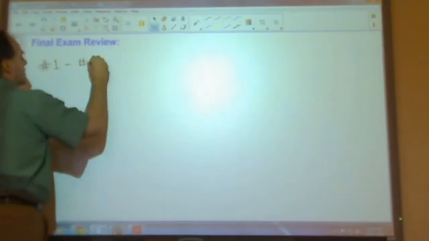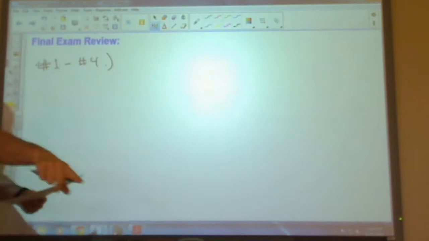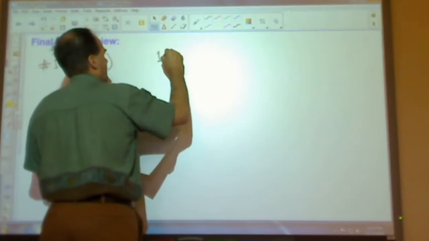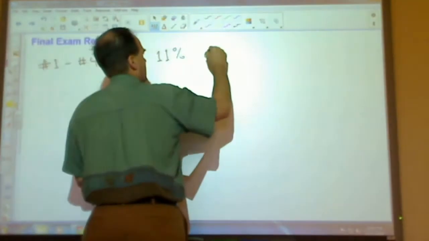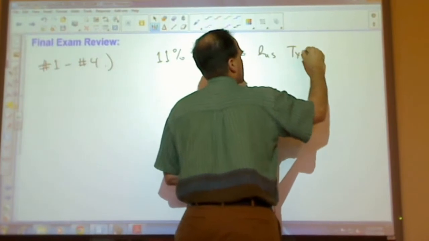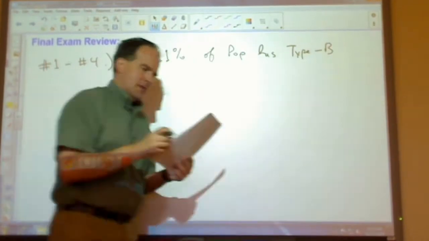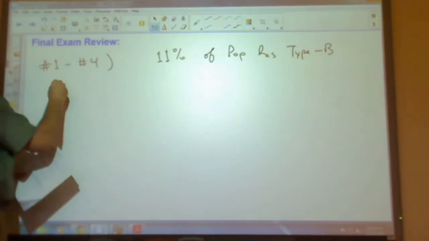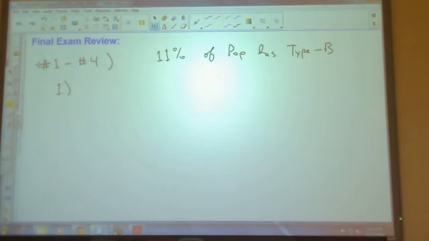Okay, sorry about that. So this is actually pertaining to number 1 through number 4, because they're the same. Hey, could you do double practice? Okay, so we're talking, this is type B blood. 11% of the population has type B. We either had this on the test or on one of the other practice tests, but the questions are probably slightly different. Okay, so number 1, what are we asking for?